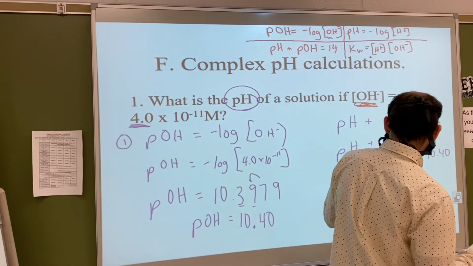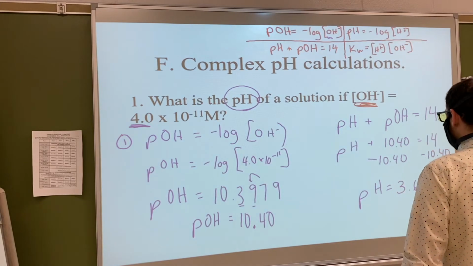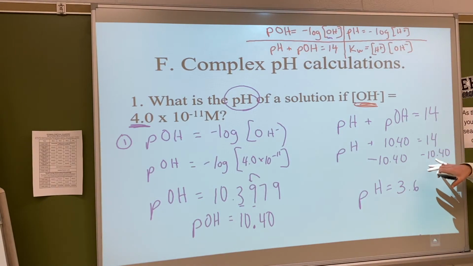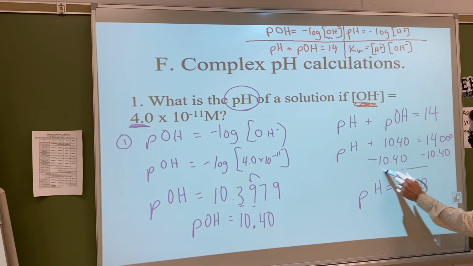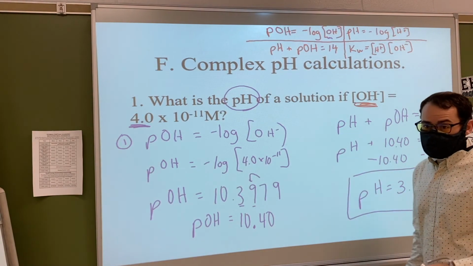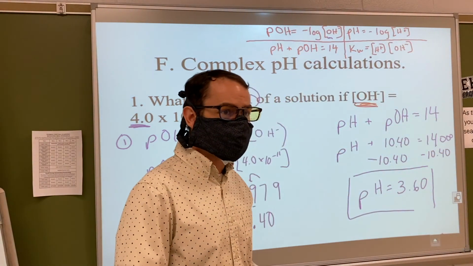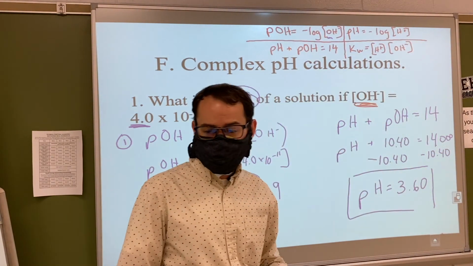Now sig figs again, all right, so with sig figs, we need to make sure that we're using, we're subtracting here, so it's decimal places. And this 14 is a constant, so it has unlimited sig figs. So we're gonna go with the same number of decimal places there as well. So it'll be 3.60 for the pH. Is that what you guys got? Yeah, all right, cool. Good.